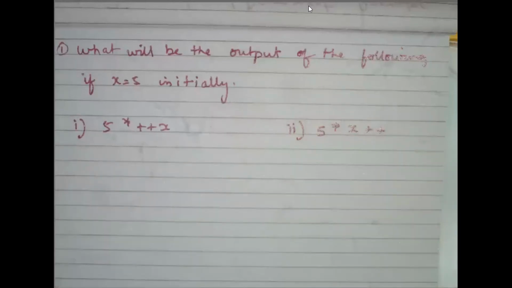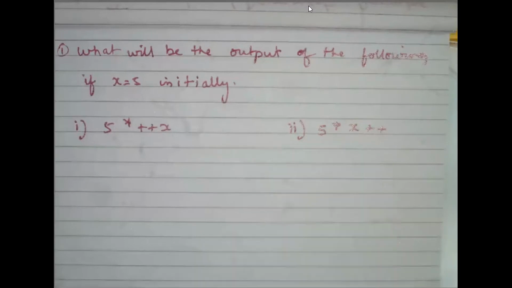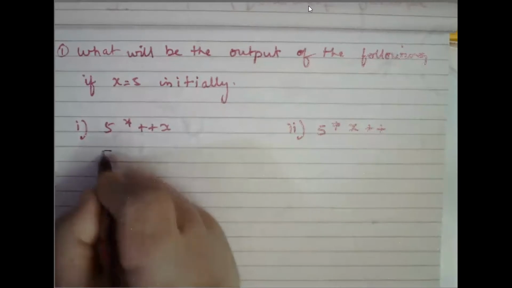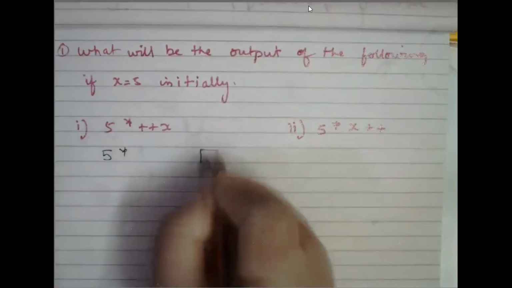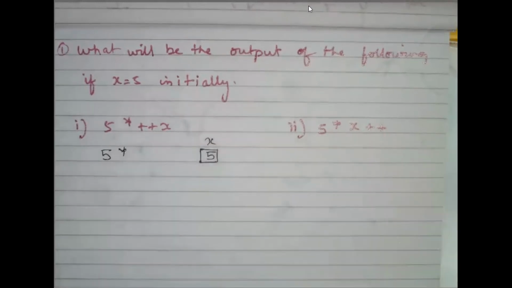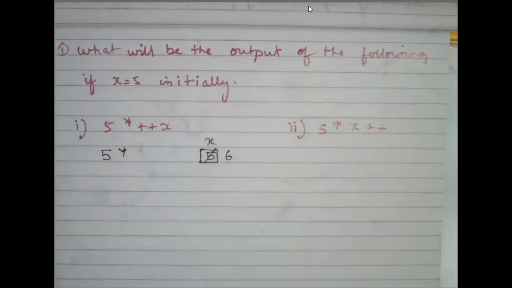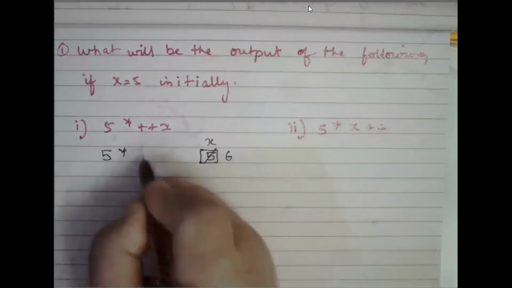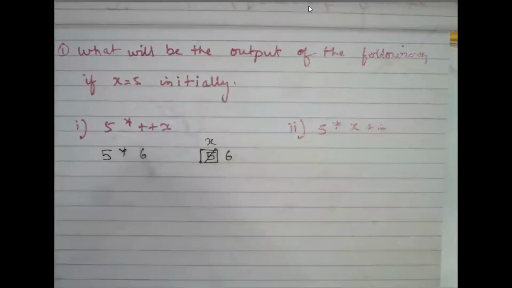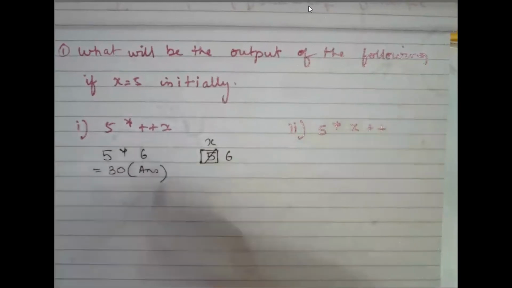Let's see the next question. What will be the output of the following if x = 5 initially? That is, for both expressions, I'll take x to be 5. So what will happen over here? I will write 5 as usual. Suppose I take the value of x over here. Initially the value is 5. So with ++x, this value of 5 will change to 6 now. That is, it is changing first. That is why when x comes, it will become 5 into 6, and the answer I'll get is 30. So 30 is my answer for this question.